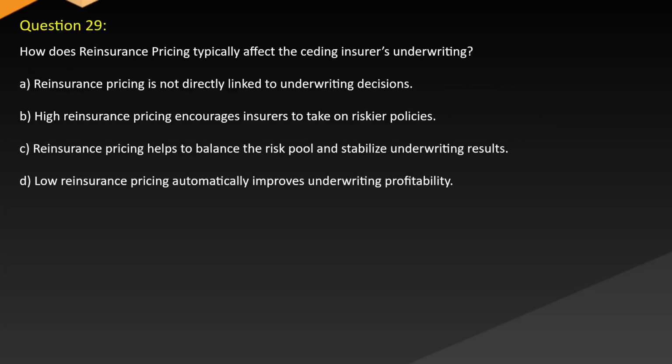Question 29. How does reinsurance pricing typically affect the ceding insurer's underwriting? A. Reinsurance pricing is not directly linked to underwriting decisions. B. High reinsurance pricing encourages insurers to take on riskier policies. C. Reinsurance pricing helps to balance the risk pool and stabilize underwriting results. D. Low reinsurance pricing automatically improves underwriting profitability.